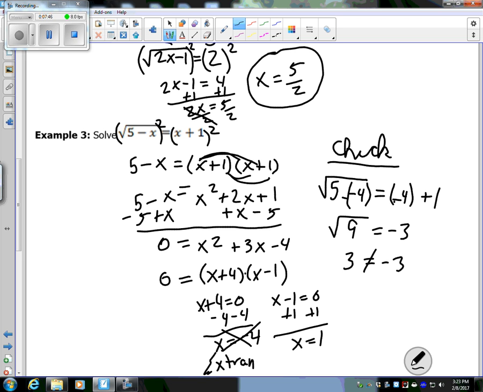So it's not a solution. You can just cross it out. You don't have to write extraneous, but you definitely have to cross it out or write extraneous or something to signify that it is not a solution.